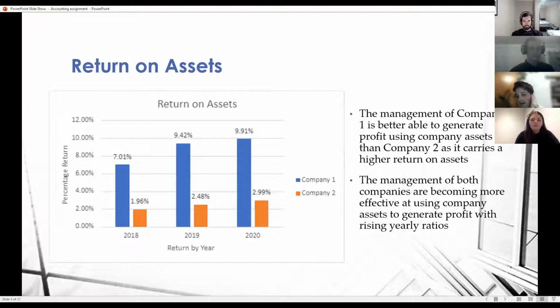We can see that even though both companies are increasing their ratio, Company 1 is increasing it quite substantially and has quite a significant greater return in regards to percentage as a return on assets.